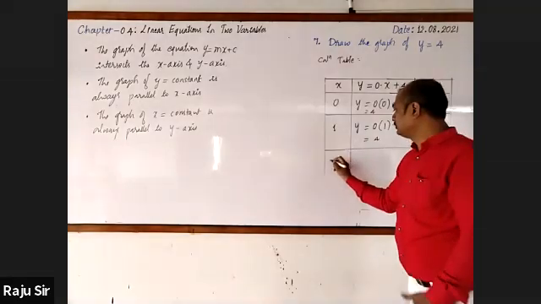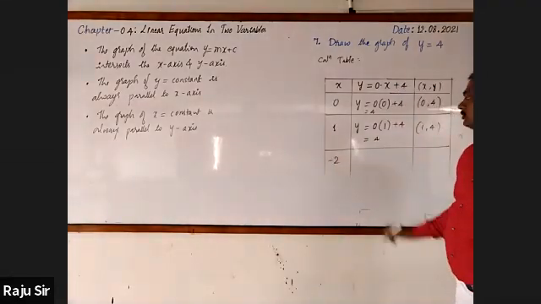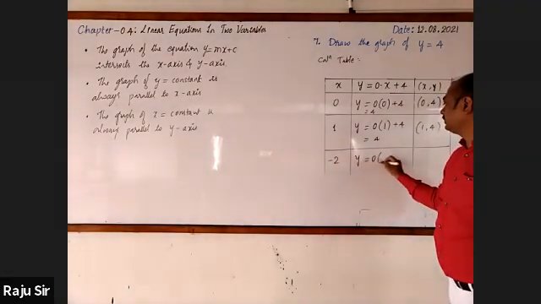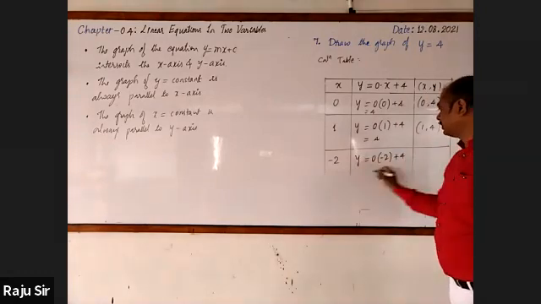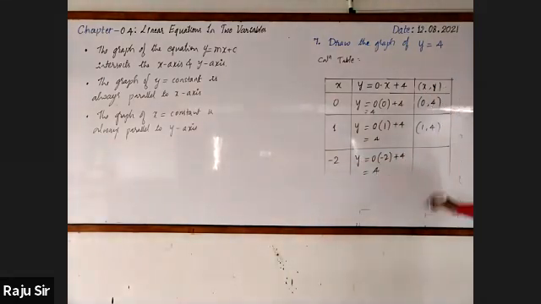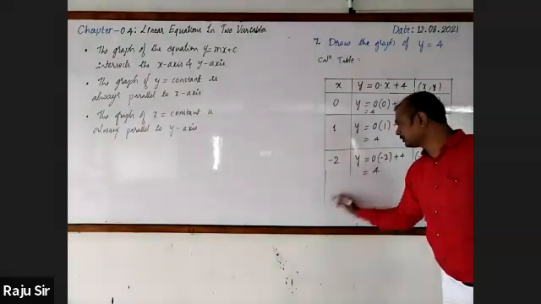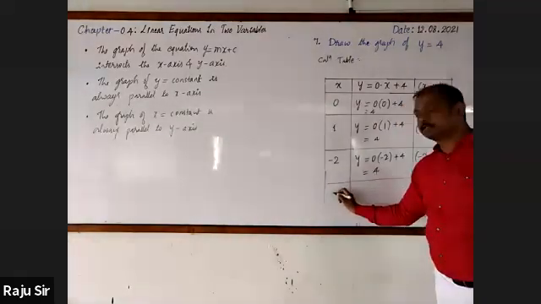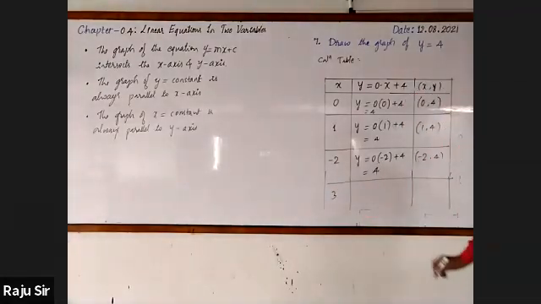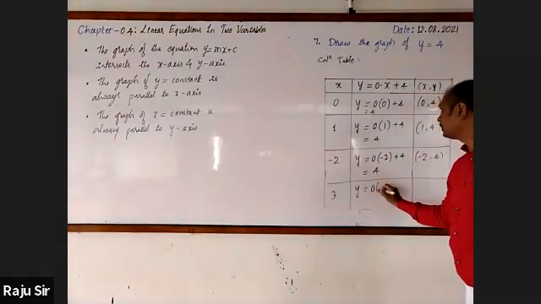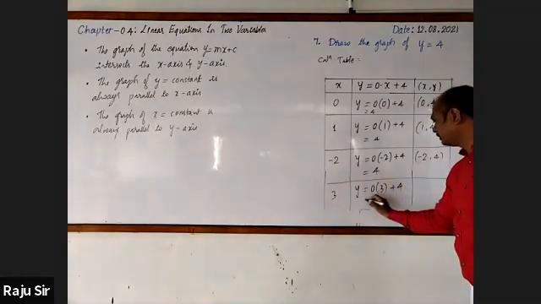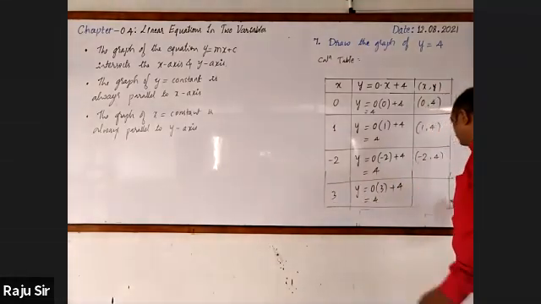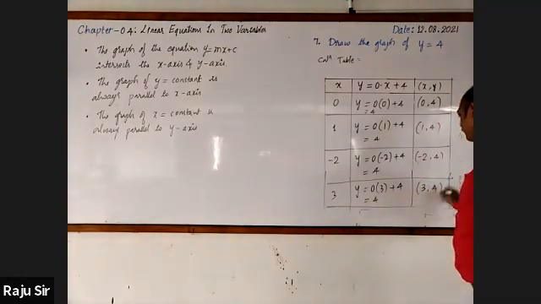You may take minus 2. y equal to 0 into minus 2 plus 4, so minus 2 comma 4. And one more, 3. y equal to 0 into 3 plus 4. It is 4, so 3 comma 4.